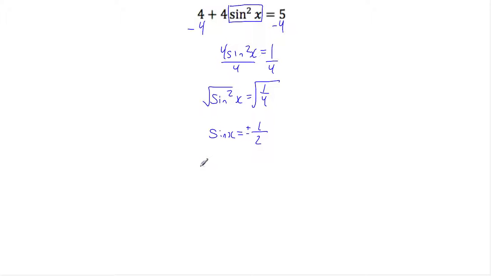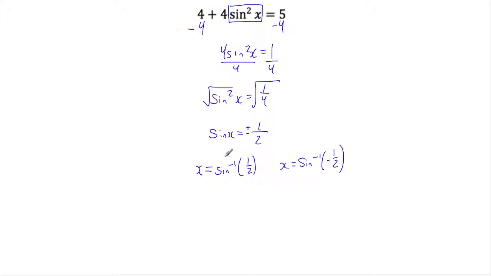Now to isolate x, I have to do the inverse of sine. So if I take the sine of x, the inverse of that is going to be inverse sine. We'll write this out in 2 steps. I have x equals the inverse sine of positive 1/2, and x equals the inverse sine of negative 1/2. Remember, with inverse trigonometric functions, you're basically switching the output and the input variables.